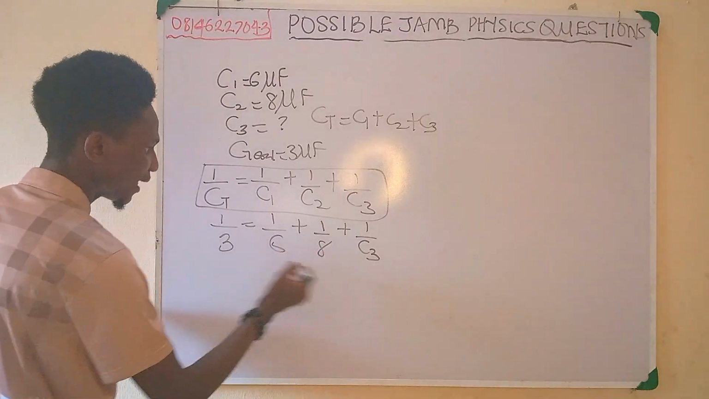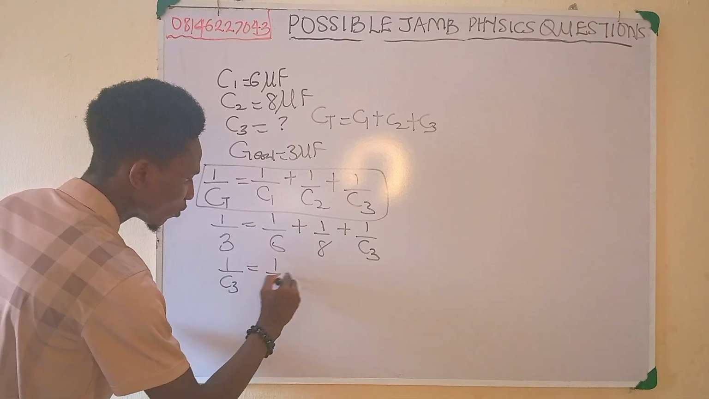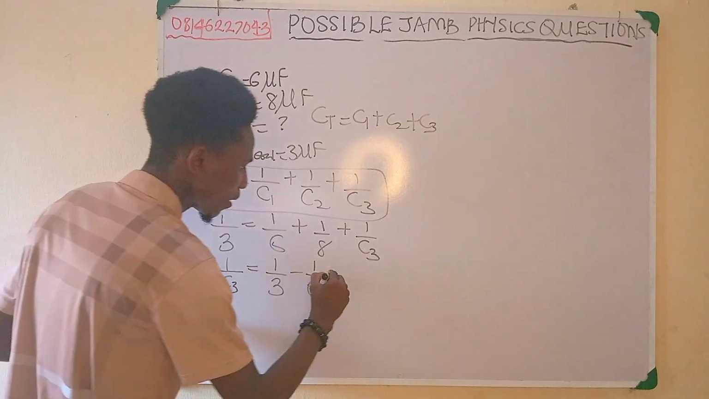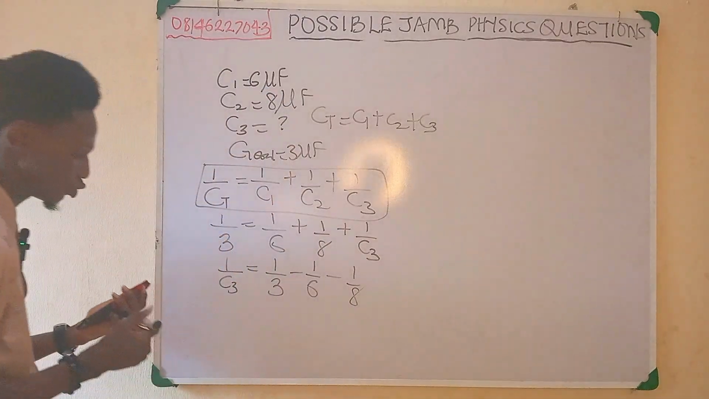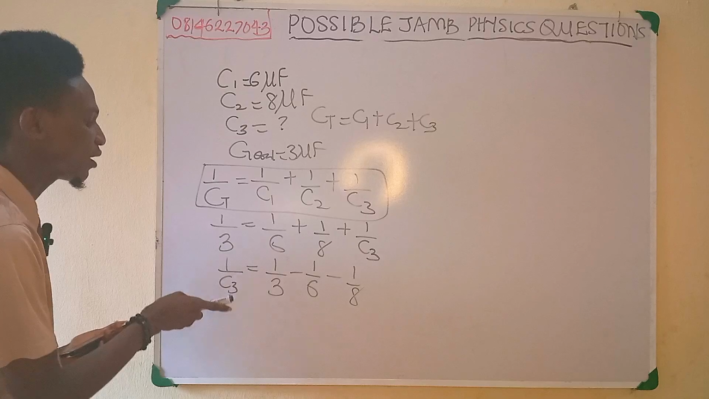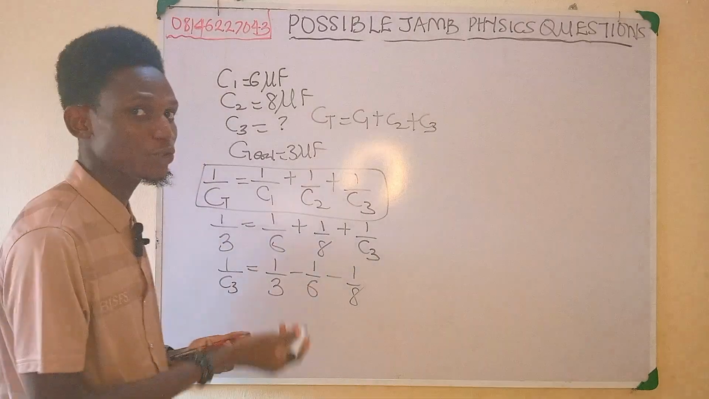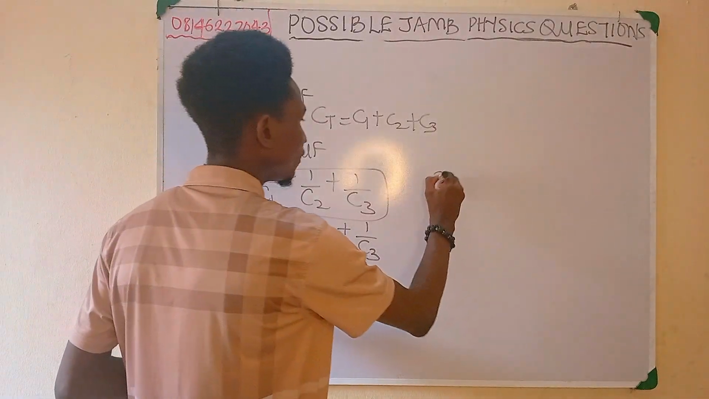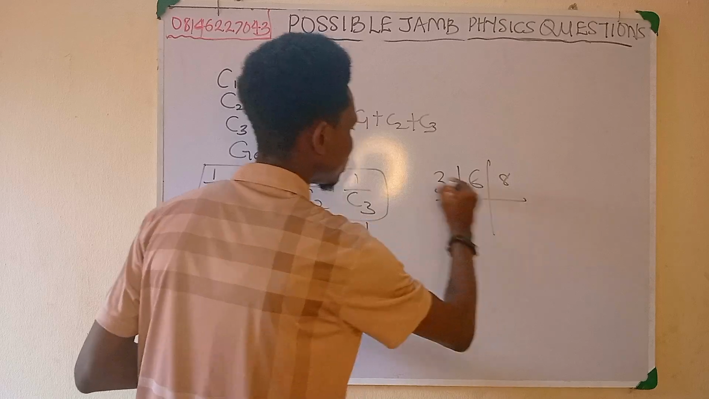Now, if you bring like terms, we're going to be left with 1 over C3 equals 1 over 3. If this guy crosses here, it's going to become minus 1 over 6 minus 1 over 8. So we are going to leave it like that. Now, we are looking for C3. What do you do next when you have something like this? You take the LCM. What's the LCM of 3, 6, and 8?